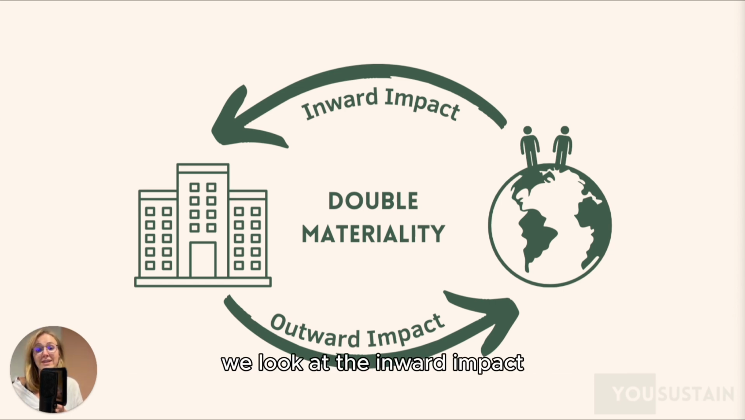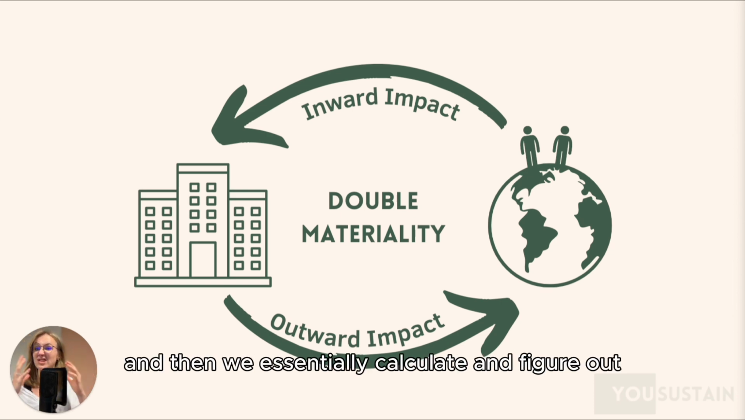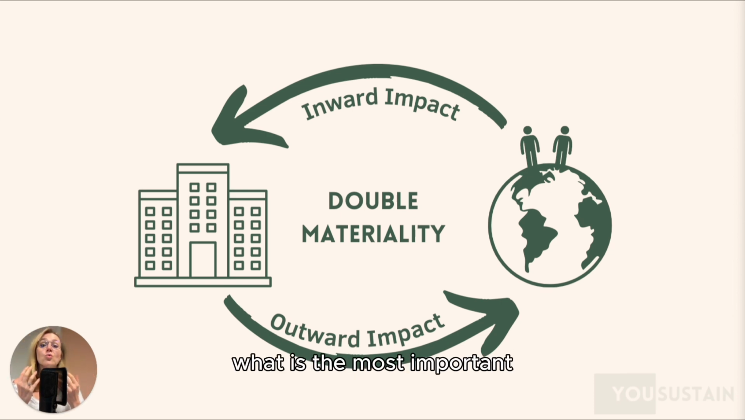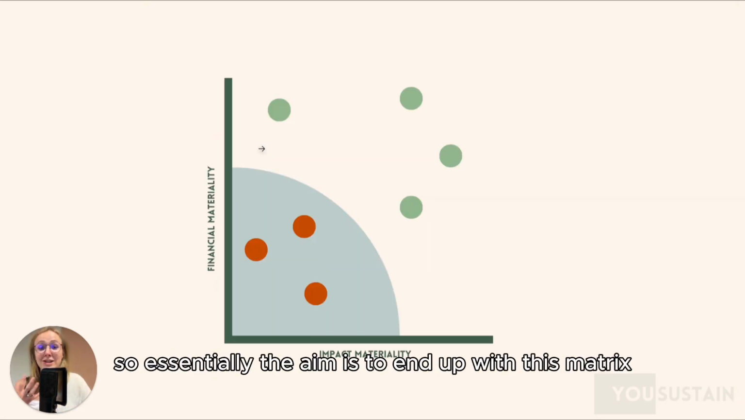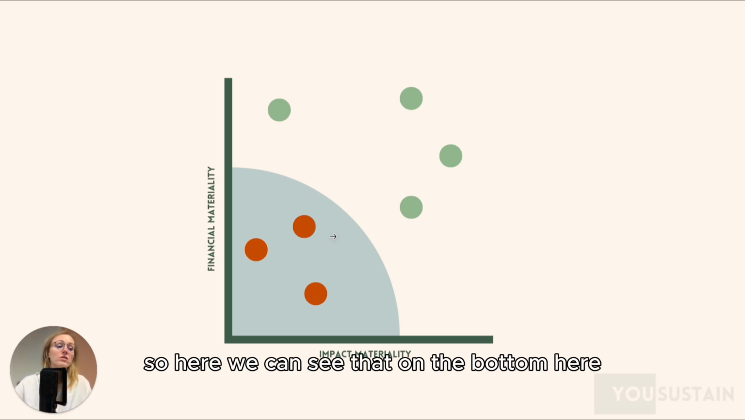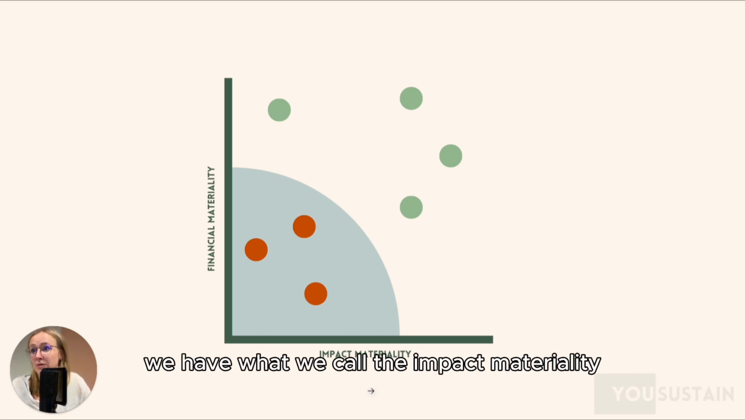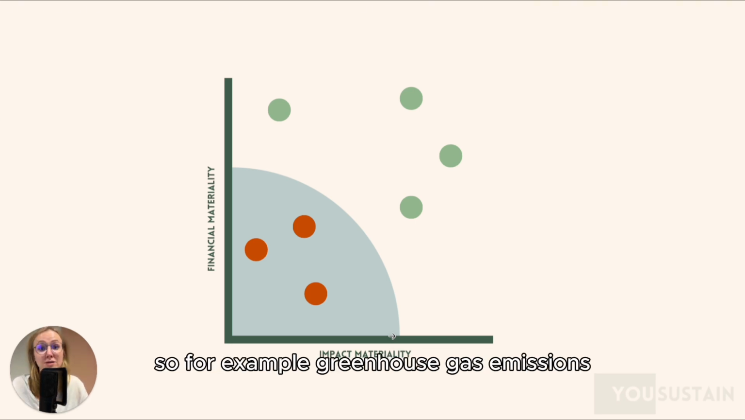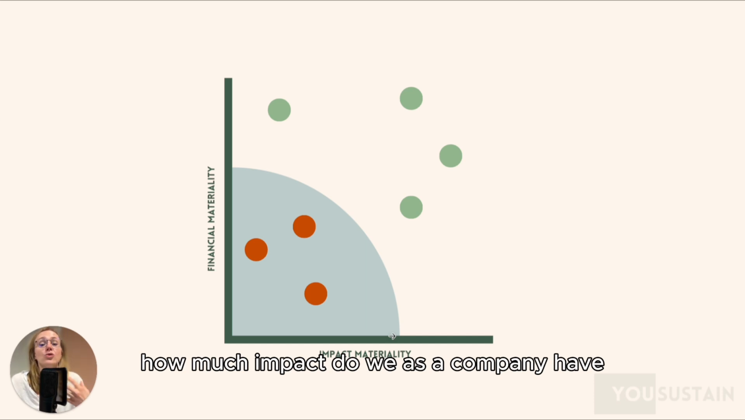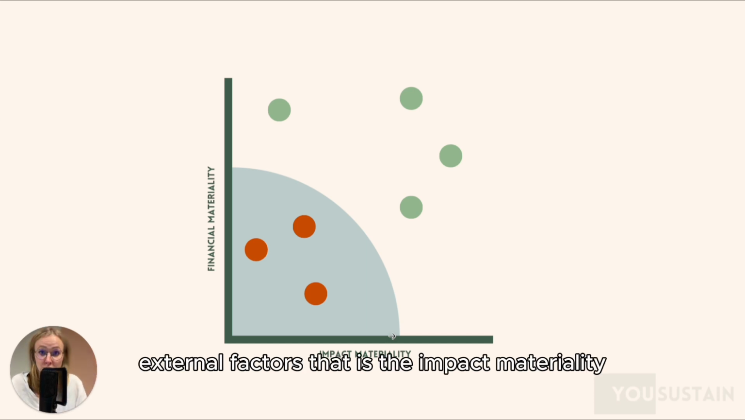We look at the inward impact and we look at the outward impact, and then we calculate and figure out what the most important things are for us to take into consideration. So essentially the aim is to end up with this matrix. Here we can see that on the bottom, we have what we call the impact materiality. That is the inside-out impact. For example, with greenhouse gas emissions, how much impact do we as a company have on external factors? That is the impact materiality.